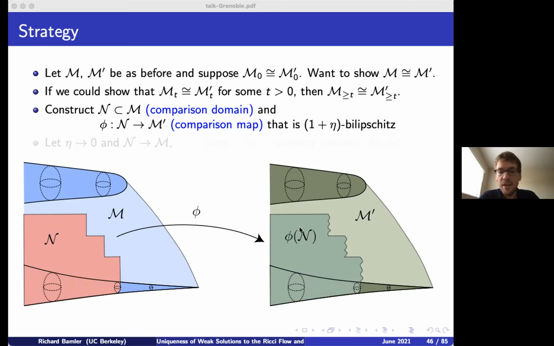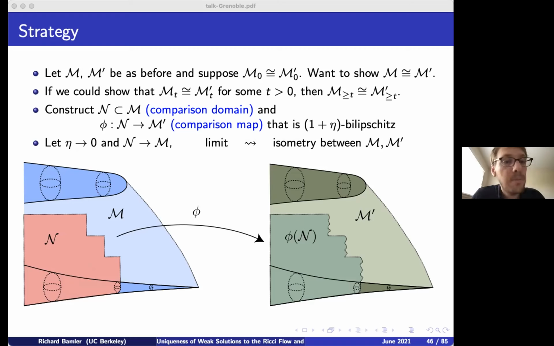Okay? And then what we will do is we'll let eta go to 0 and we'll let n go to infinity. So at some point, we will have isometry between both flows. And so this is approximately our strategy, and I'll tell you more precisely later. Okay, so let me pause with this space-time discussion. I'll get back to the toy case, but I think now we have to do some real analysis.